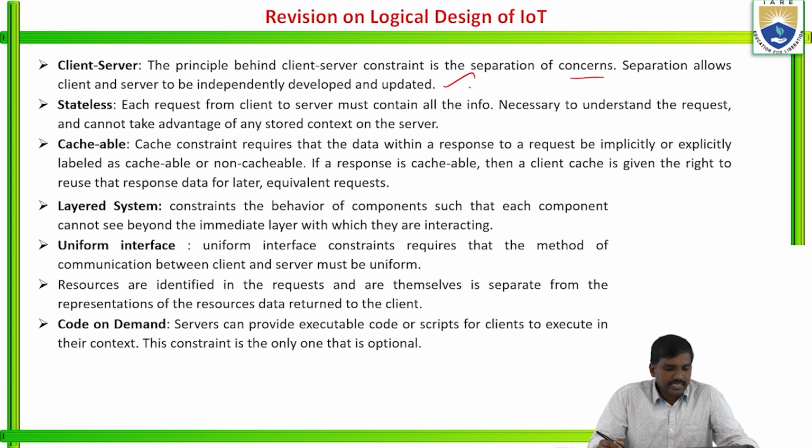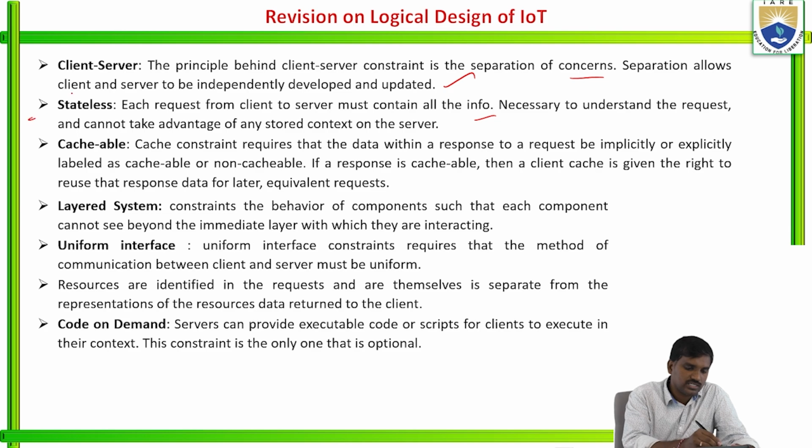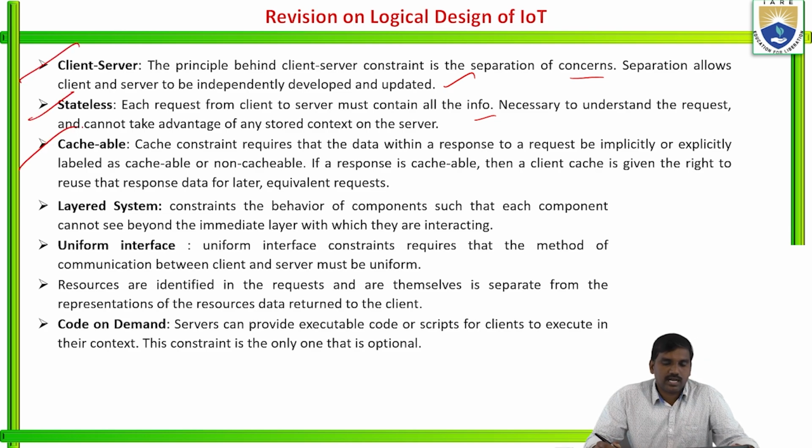Stateless: each request from client to server must contain all the information necessary to understand the request and cannot take advantage of any stored context on the server. So that is the stateless. And cacheable: the cache constraint requires that data within the response to a request be implicitly or explicitly labeled as cacheable or non-cacheable. If a response is cacheable, then the client cache is given the right to reuse the response data for later equivalent requests.